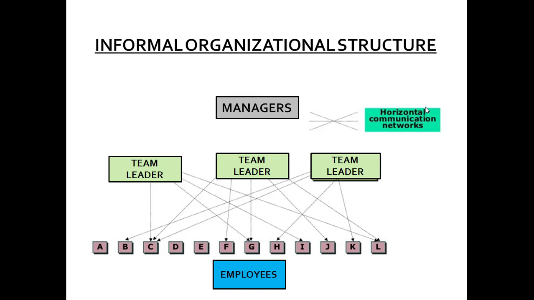Now, this is the representation of informal organizational structure. Here there is a manager, there are team leaders and employees. There is no fixed hierarchy or level of management in this structure. Neither are any roles or responsibilities mentioned, nor is authority assigned, right? So there is no scalar chain of command, no unity of command. It's more of a social group of employees working in an organization together, irrespective of the department or the position they have in the organization.